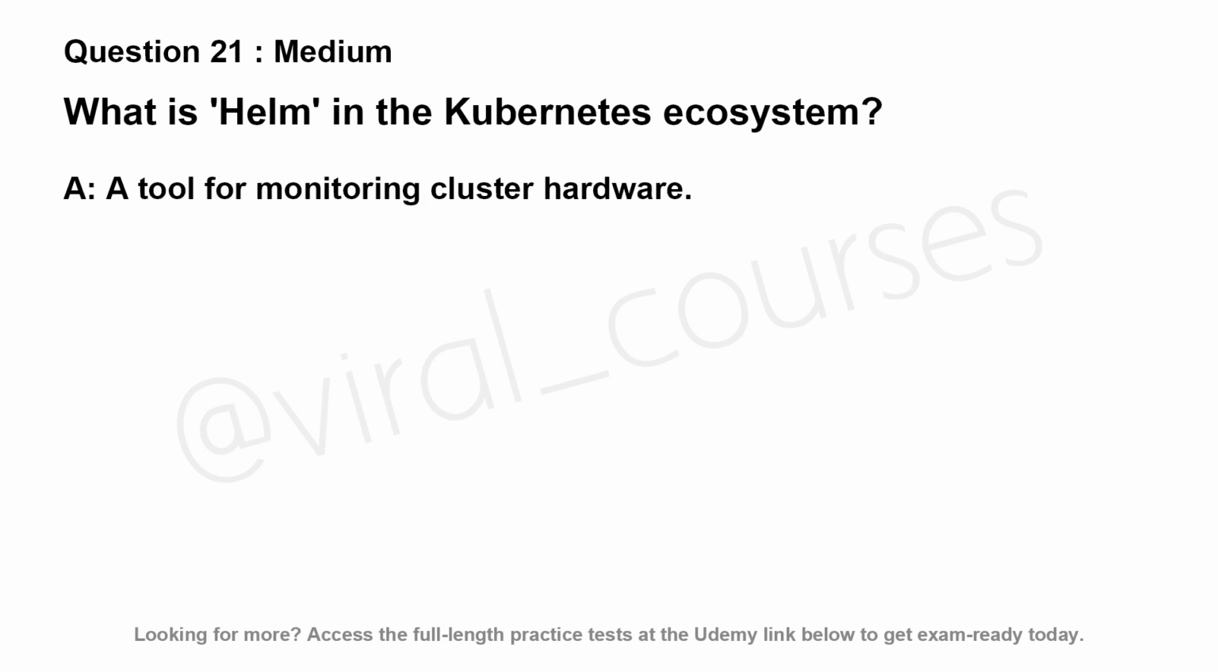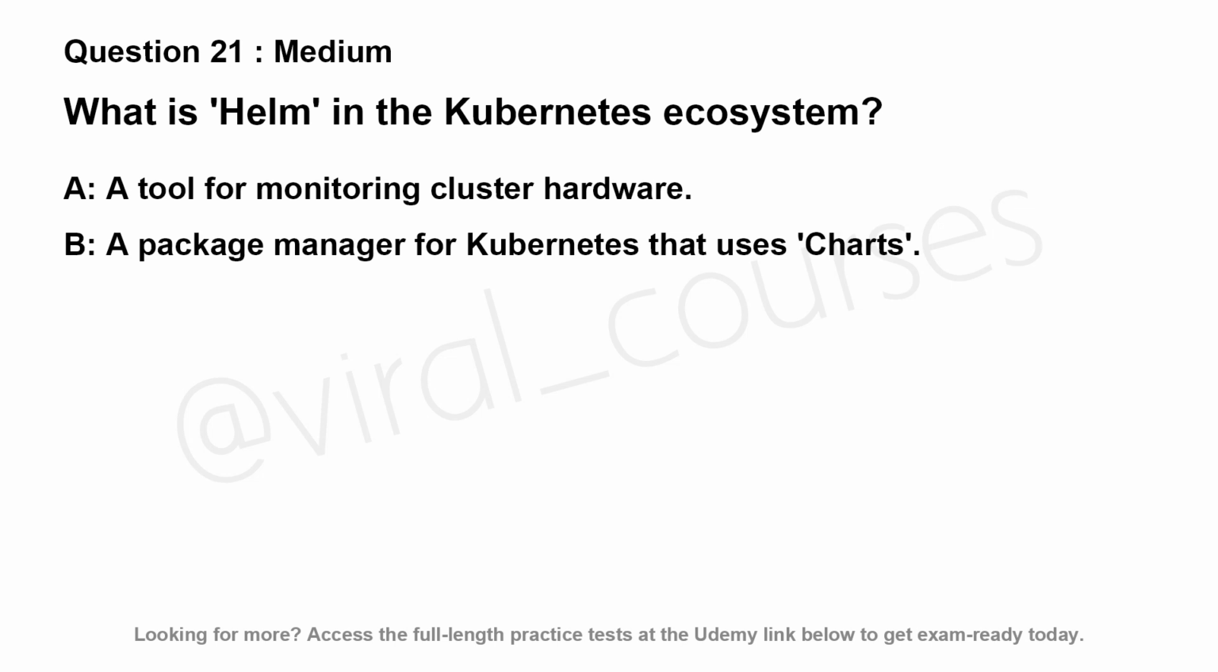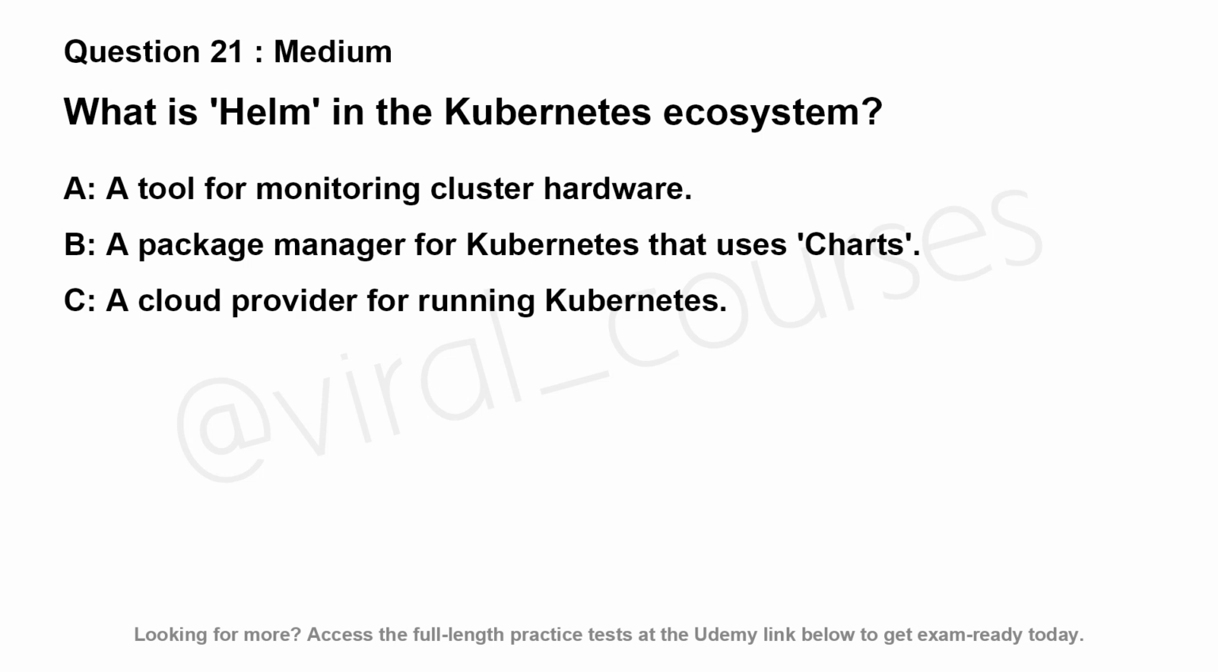What is Helm in the Kubernetes ecosystem? Option A. A tool for monitoring cluster hardware. Option B. A package manager for Kubernetes that uses charts. Option C. A cloud provider for running Kubernetes. Option D. A security scanner for container images.